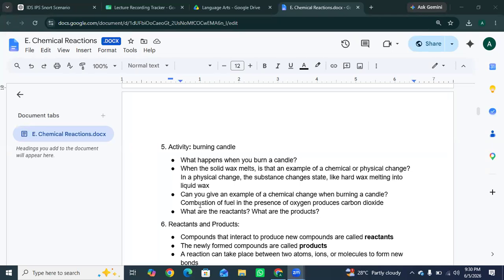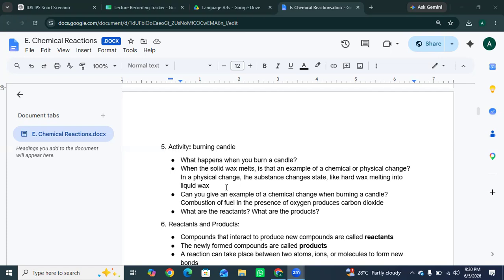So, here's the next activity, which is burning a candle. Okay. What happens when you burn a candle? Yes, when you burn a candle, two different types of changes happen at the same time, which we will discuss in detail. Okay, so when the solid wax melts, it is an example of chemical or physical change. In a physical change, the substance changes state, like hard wax melting into liquid wax. Yes, when the solid wax melts, it is an example of physical change.